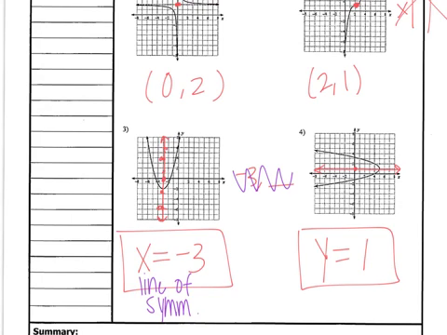And then remember, you do have a ticket out to try. Happy odd, even, and neither function day.